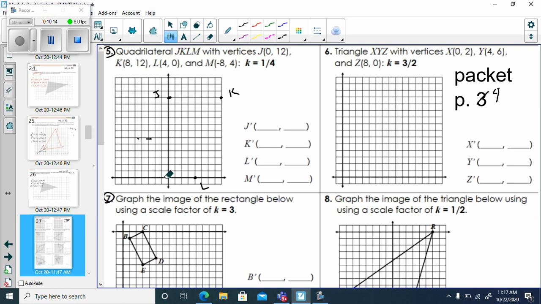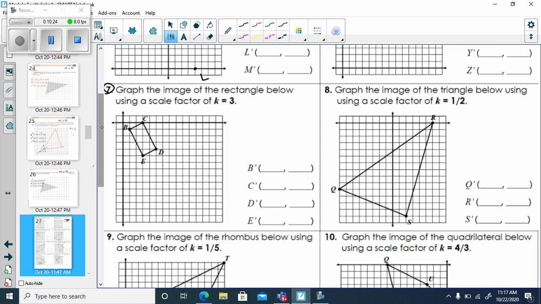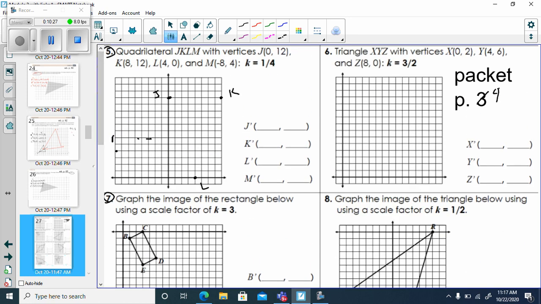M is at negative 8, 4. Negative 1, 2, 3, 4, 5, 6, 7, 8, 1, 2, 3, 4. Okay? JKLM. All right, and we'll draw the lines for them. There's quadrilateral JKLM. Now we're going to dilate this by a scale factor of 1/4. So I'm multiplying everything by 1/4, which means you divide it by 4.